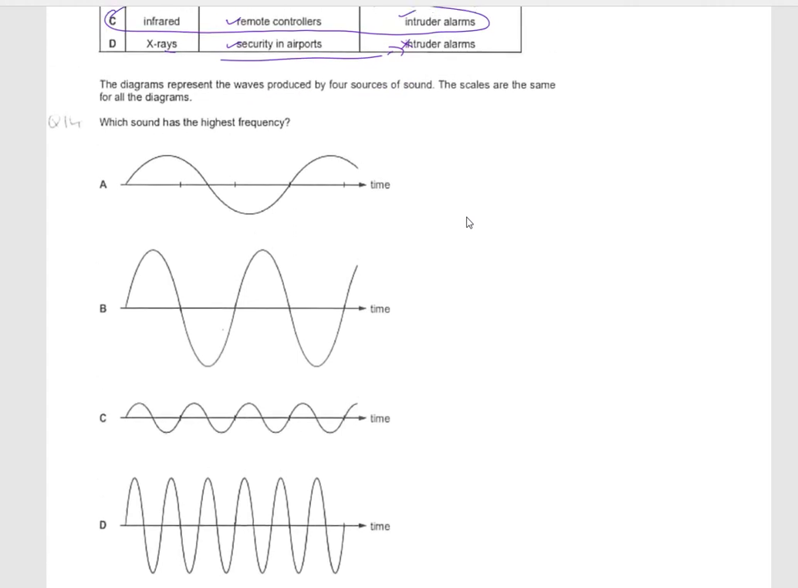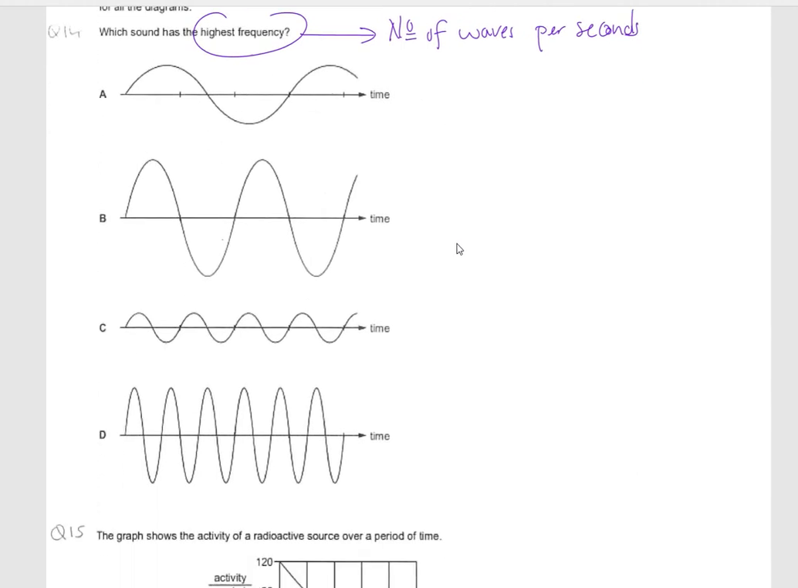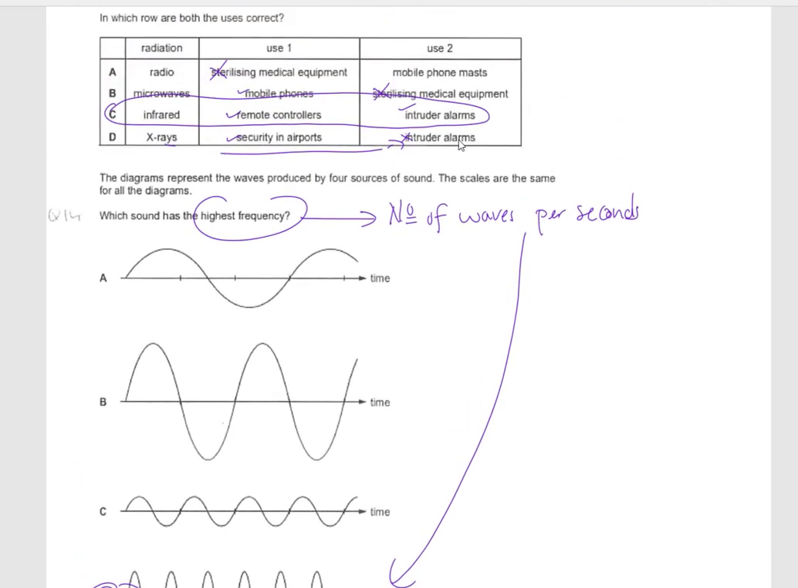Good. Now let's take what we got. So they're all the same diagram. Produced by 4 sources. Which one has the higher frequency? Now high frequency. So frequency is number of waves per second. So therefore, which one has the highest number of waves per second? So therefore, it's going to be D.